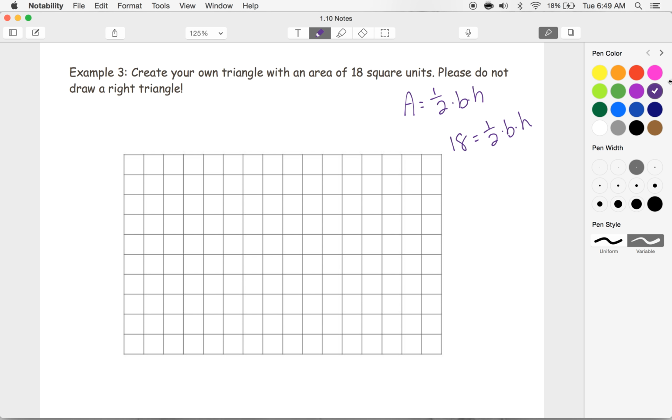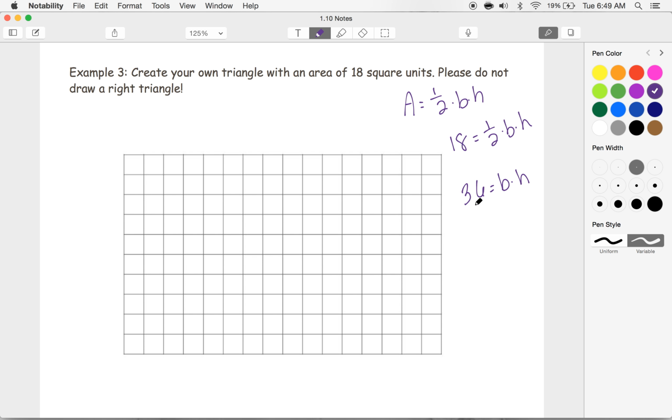Well, if I'm going to be taking half and I want it to end up being 18, I almost kind of want to think of it as 36 equals base times height. You're like, where in the world did I get the 36 from? Well, I don't know what the base times height is. I want to pick two numbers that's going to give me a value of 18 once I take half of it. So I think of it reverse.